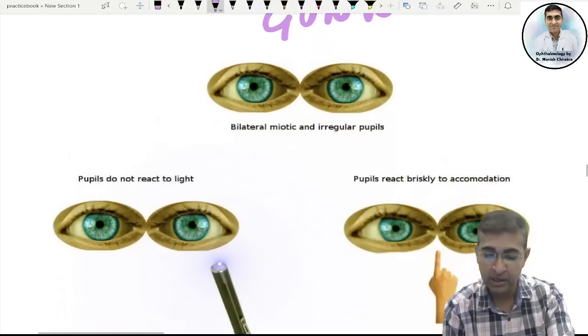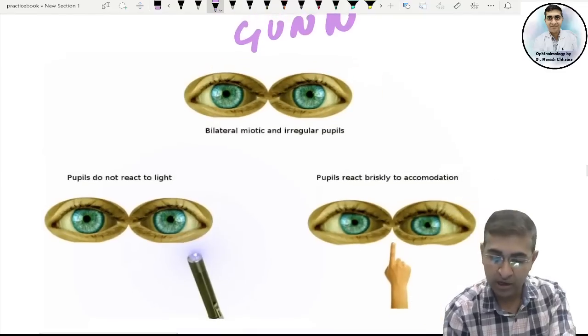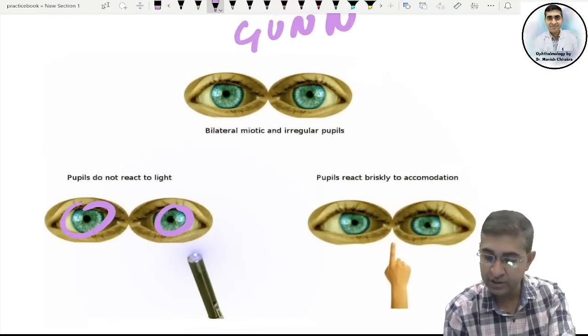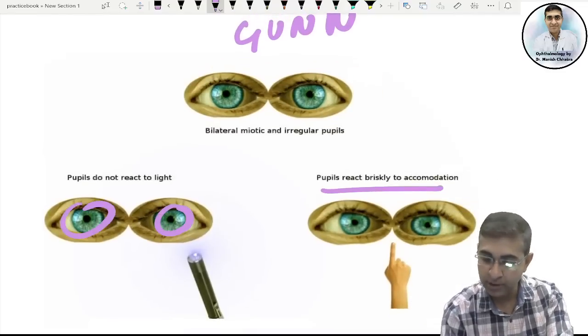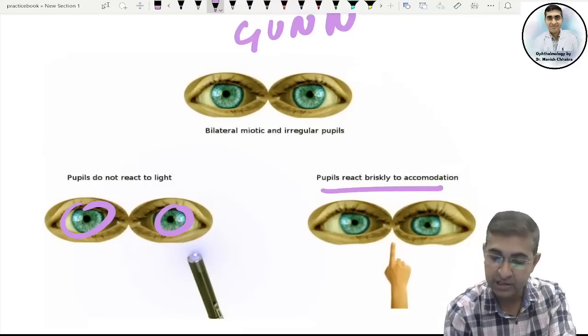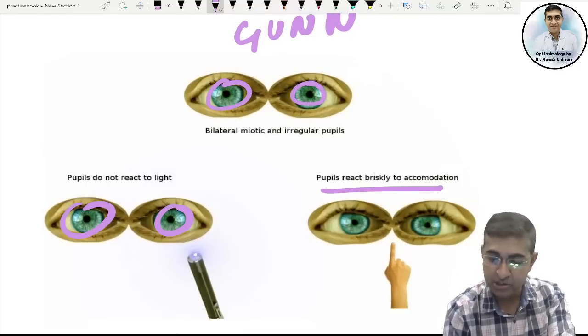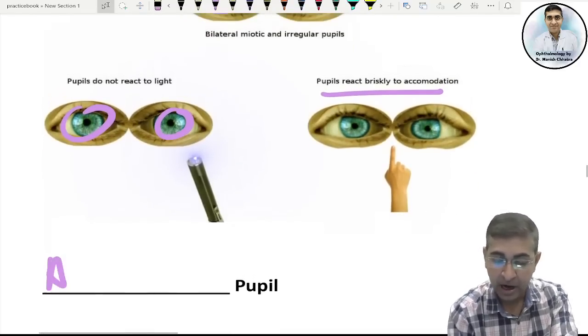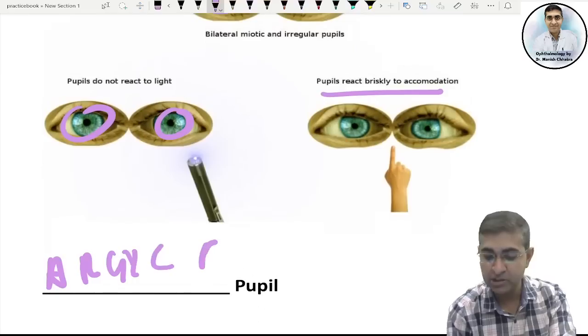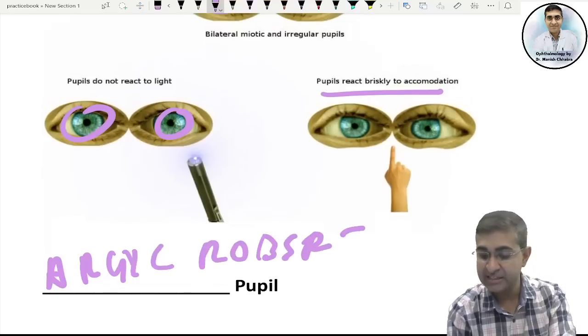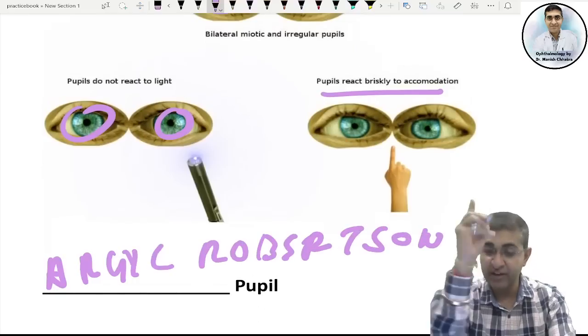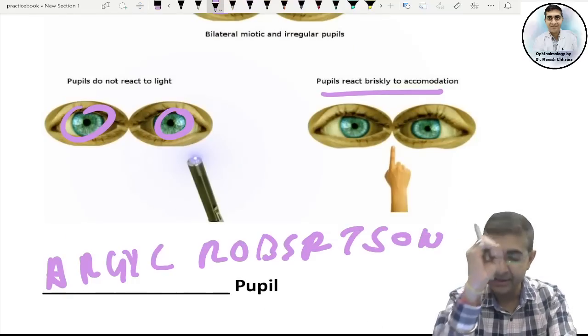Okay. What is this? You are showing the light, there is no reaction. You are asking the patient to accommodate, so the pupil is getting constricted, and it is bilateral miotic pupils. So what is this? This is your typical Argyll-Robertson pupil. In Argyll-Robertson pupil, the light reflex is absent, but the accommodation reflex is present, and the pupils are bilateral and constricted.